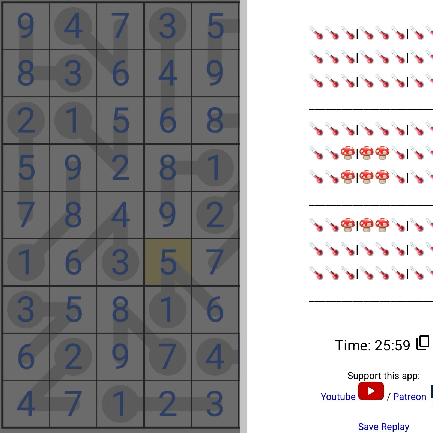And my solution message is a Sudoku grid full of little thermometers with magic mushrooms where the magic square ended up.